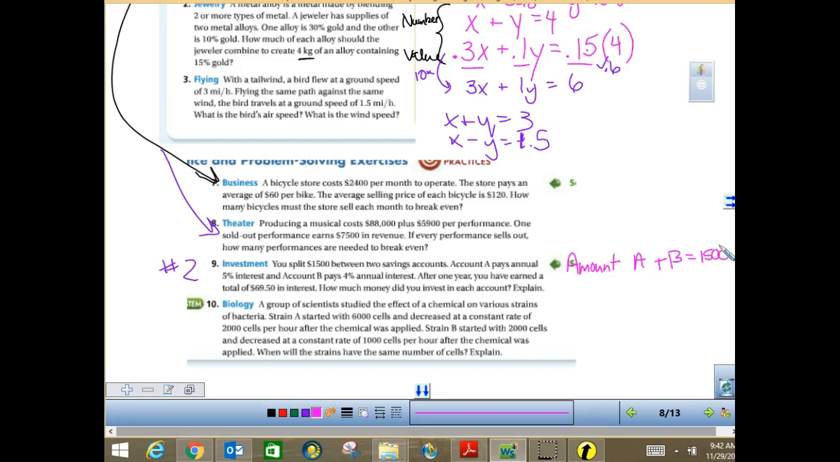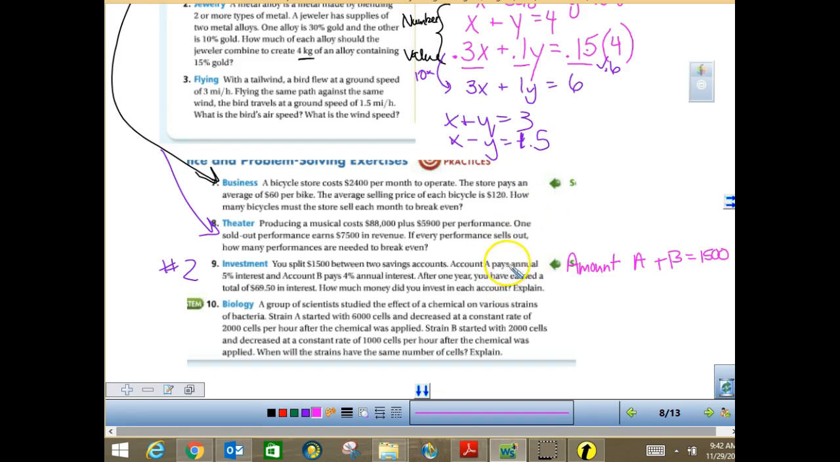You could have had like 500 and 1,000, right? You could have 1,000 and 500 the other way. You could have 100 and 1,400, right? We don't know what those two amounts are. What's different about this one is the mixture problems, okay? So, the second equation of the mixture.